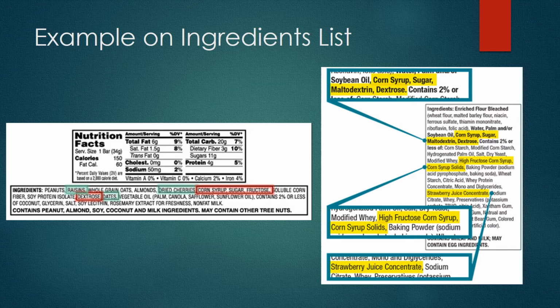On the right, highlighted in yellow, is a list of food ingredients. This example shows the sources of added sugar. In this product, added sugars come from corn syrup, sugar, maltodextrin, and dextrose, as well as high fructose corn syrup solids, and strawberry juice concentrate. Notice corn syrup, sugar, maltodextrin, and dextrose are more abundant than the strawberry juice concentrate.